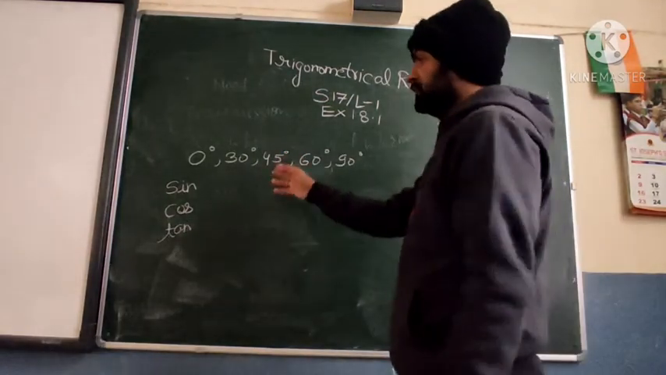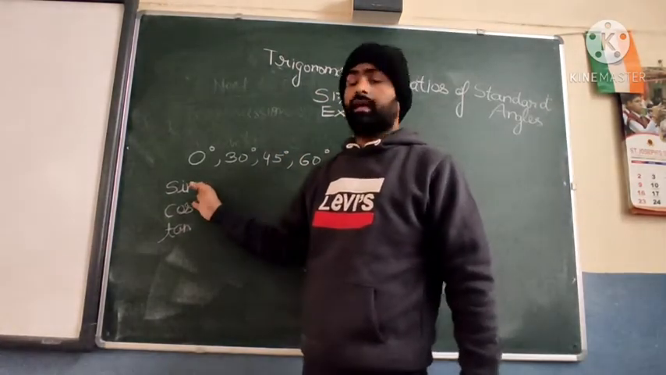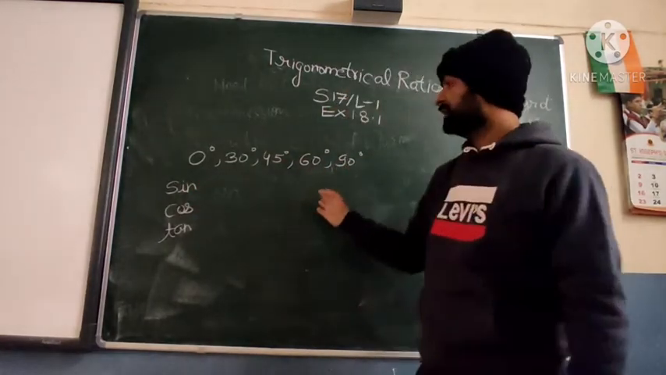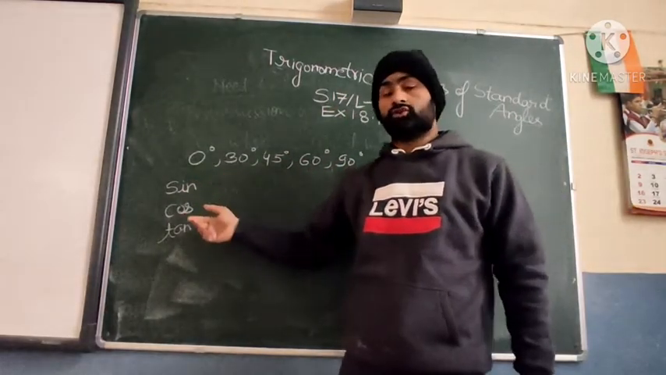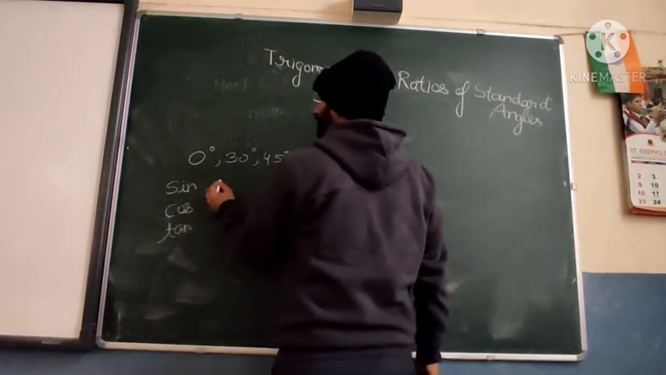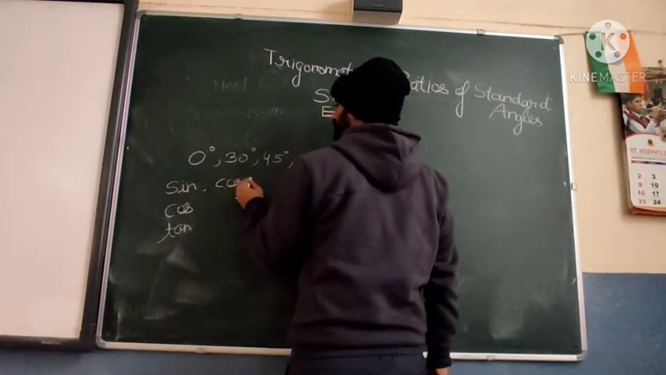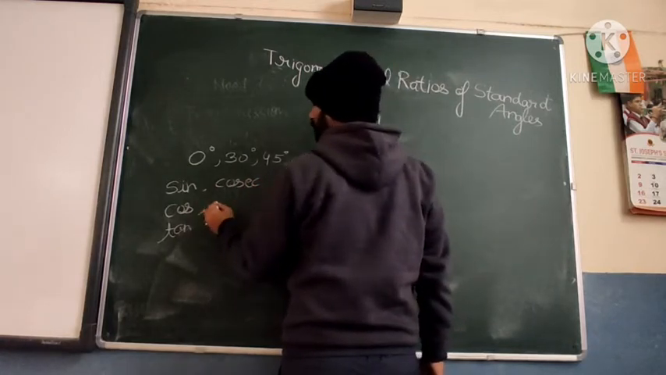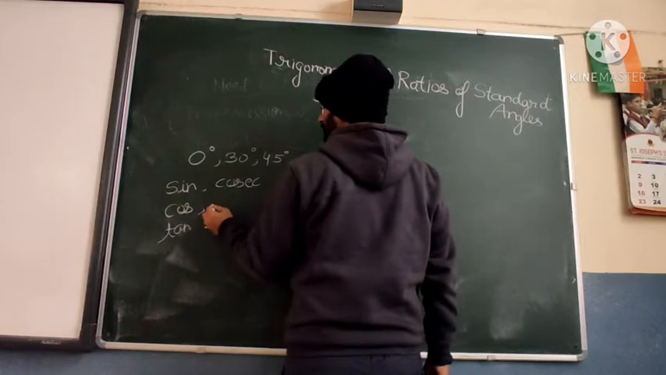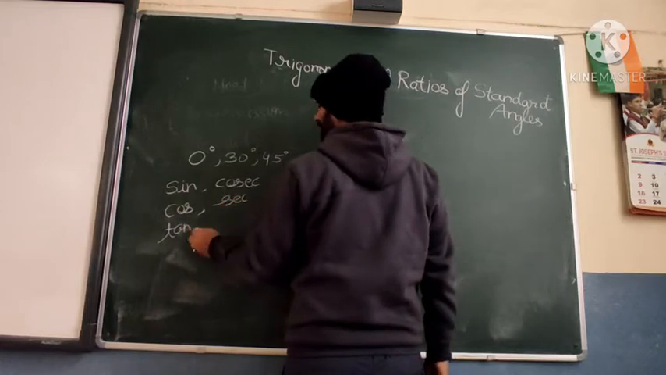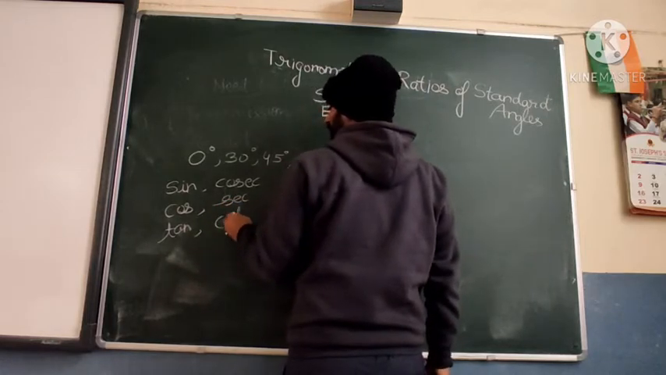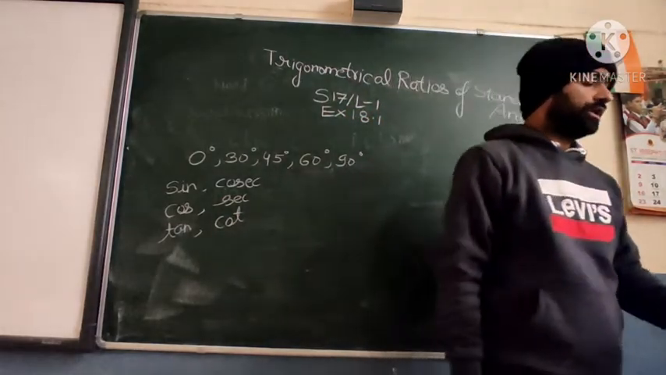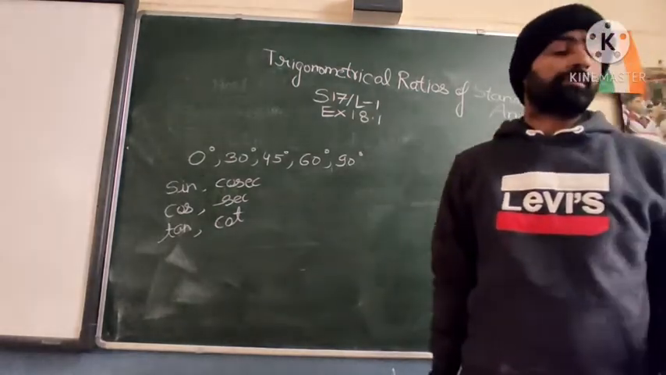So if you know the values of these ratios for 0 degree, 30, 45, 60, 90, then you can get the inverse ratio. That means if you know sine theta, you can get the value of cosine theta also. If you know cot theta, you can get cos theta, you can get sec theta also. And if you know tan theta, you can get cot theta. Cot is cotangent. Okay, I have already told you about the values of these things in the previous classes.